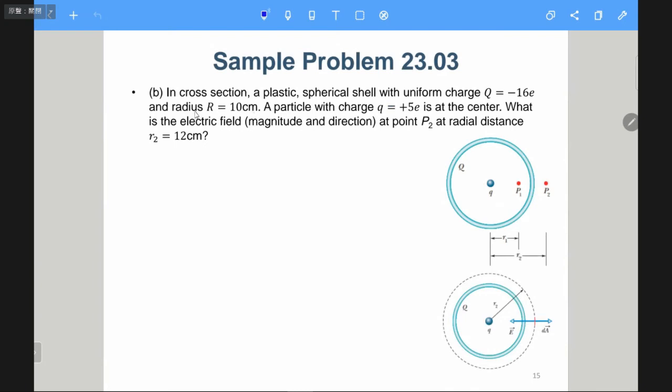Okay, so next we talk about part B. It asks what is the electric field at point P2, which is outside this sphere at the radial distance R2. This is R2. So here we consider the Gaussian surface, of course, at this point. This is P2. So here we consider this Gaussian surface when we apply the Gauss law.